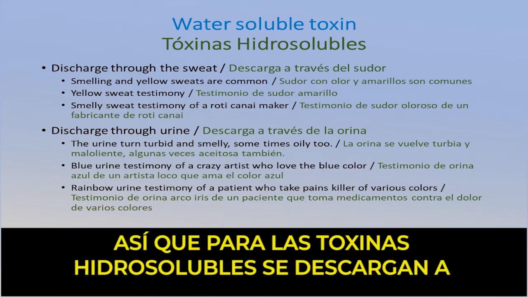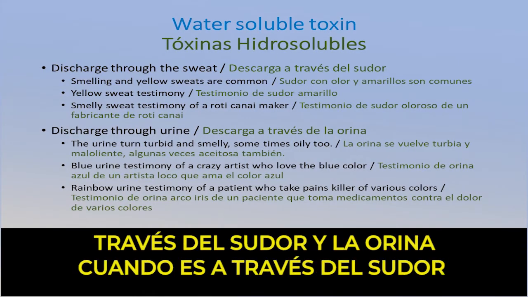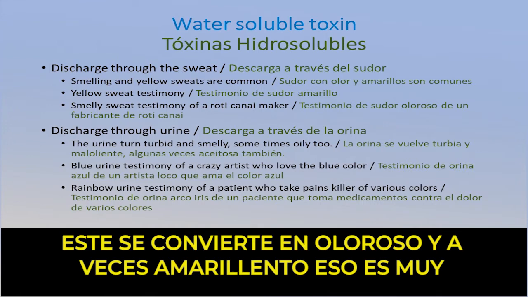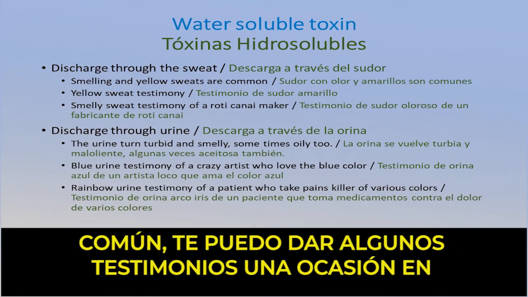So the water soluble toxin is discharged through the sweat, and also through the urine. Through the sweat, sometimes the sweat becomes smelly, and sometimes it becomes yellowish in color. That is quite common.